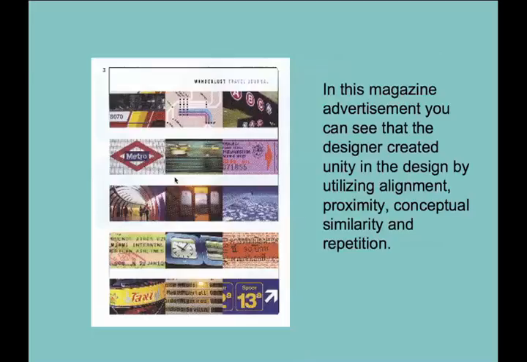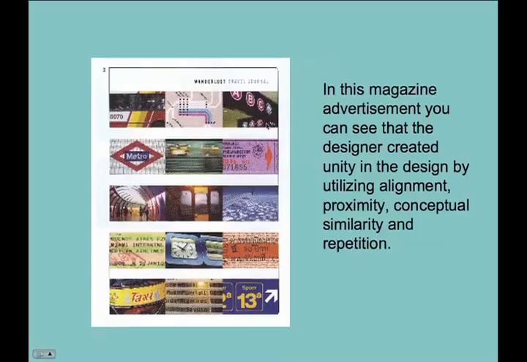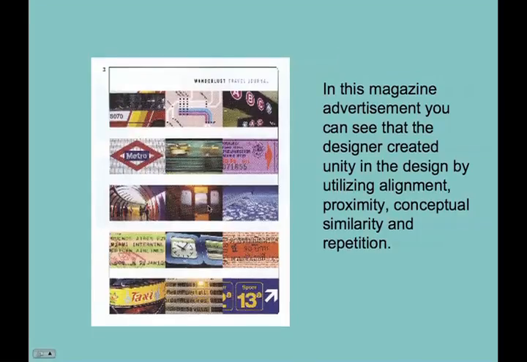In this magazine advertisement, you can see that the designer created unity in the design by utilizing alignment, proximity, conceptual similarity, and repetition. So they're all aligned. They're all on a row. They all sit on the same baseline. Proximity, they're all smack dab next to each other. So you know that at least in each of these rows that these photographs belong together. Conceptual similarity, they all have to do with travel. Each one of these photographs has to do with travel.